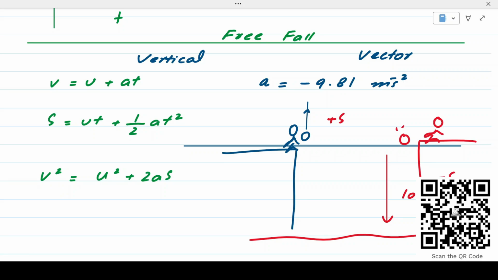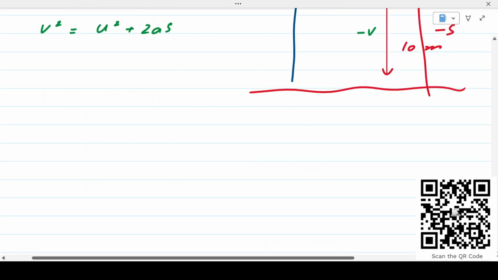So below the reference point is negative, above the reference point is positive. And for the direction of velocity, if the object is moving upward, velocity will be positive irrespective of the position, whether it's above or below. Upward velocity will be positive, downward velocity will be negative. So positive upward, negative downward. This is how we use it for free fall.